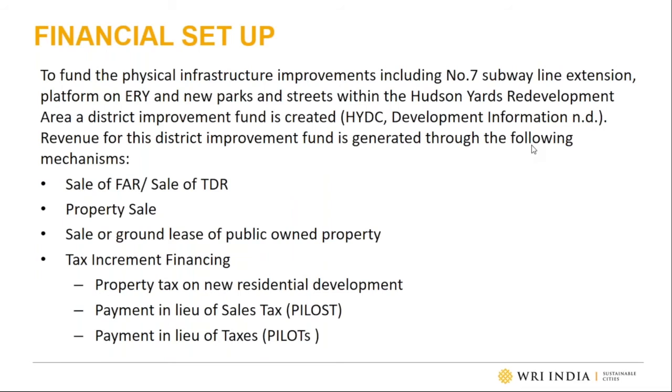Now, to fund the physical infrastructure improvements, including the subway lines, the Eastern and Western railway yards, parks, streets, the Hudson Yards Redevelopment Area District Improvement Fund was created. Revenue for this district improvement fund was generated through the following mechanisms: sales of FAR, TDR or air rights, property sales, sales or ground lease of publicly owned property, tax increment financing, basically property tax on new residential developments, and payment in lieu of sales taxes or other taxes. So they were basically creating a corpus to undertake this whole expansion and redevelopment of the Hudson Yards area.